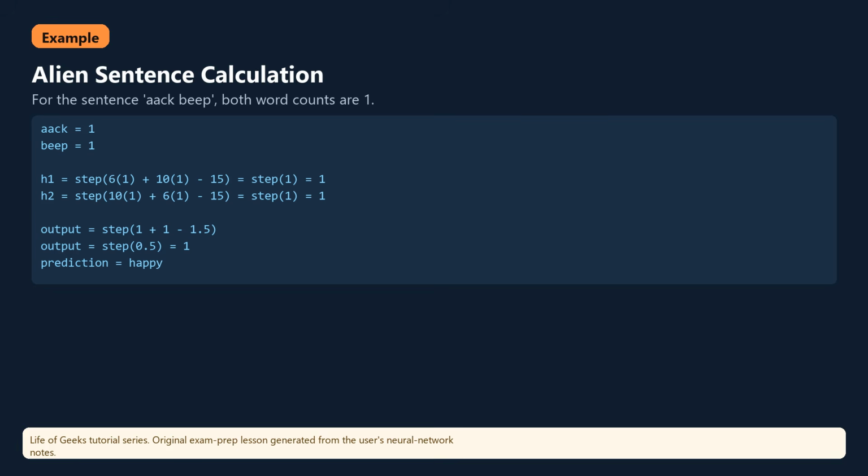Now the output neuron calculates 1 plus 1 minus 1.5. That equals 0.5. Since 0.5 is greater than or equal to 0, the step function outputs 1. The prediction is happy. This example is excellent for exams because it shows forward propagation through a small network. First, compute hidden neurons. Then compute the output neuron. Always move from left to right during prediction.